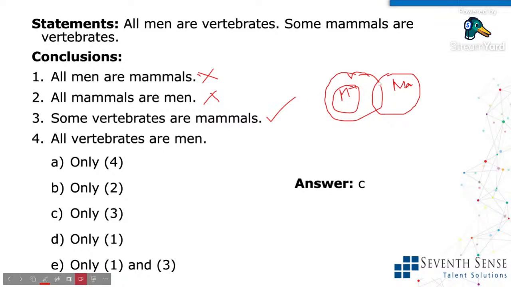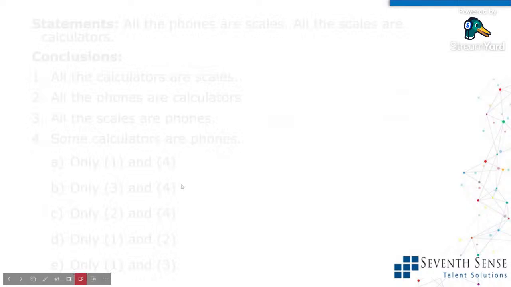All vertebrates are men? No. Some vertebrates are men is the right answer. So the correct answer is option C. Okay, so this would be your correct answer, and that would be the appropriate diagram.